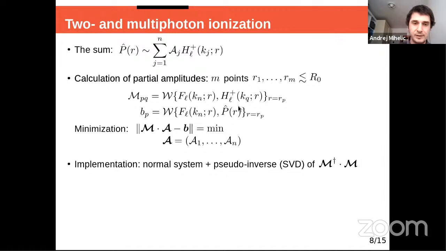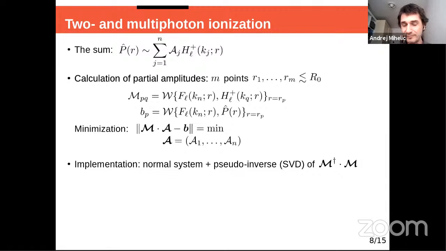Okay. Now this problem can be cast as a minimization problem, and this of course can be solved by solving a normal system. And this normal system is solved by a simple pseudo-inverse, so with singular value decomposition of this matrix and diagram. This is actually much simpler than it looks, and it is very efficient and very stable. And as far as we were able to test, it gives very good results. So, the results are what I show next.